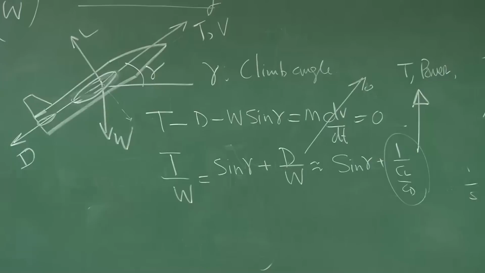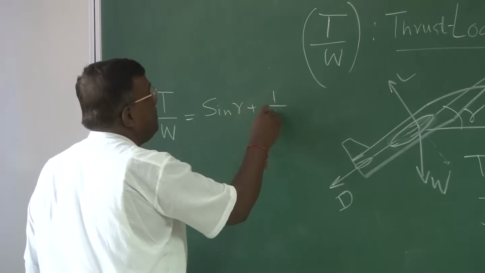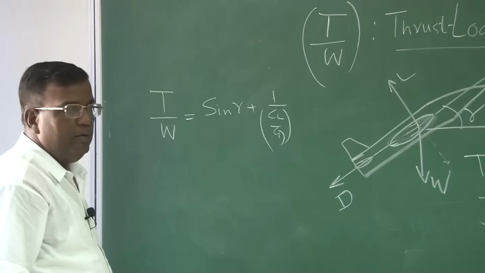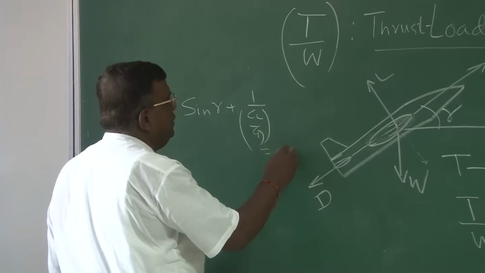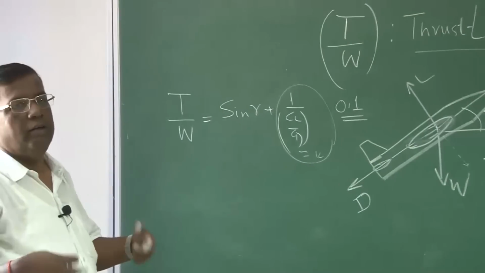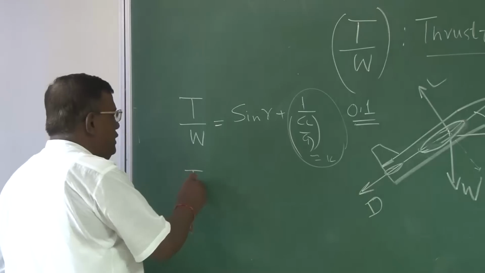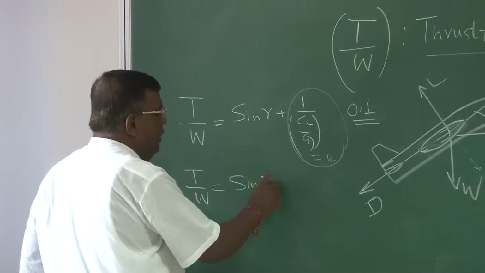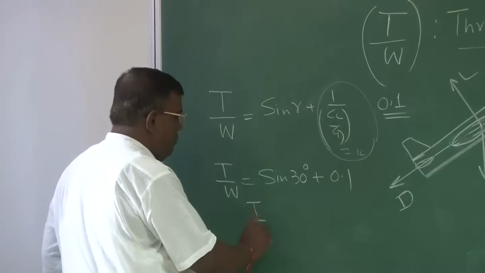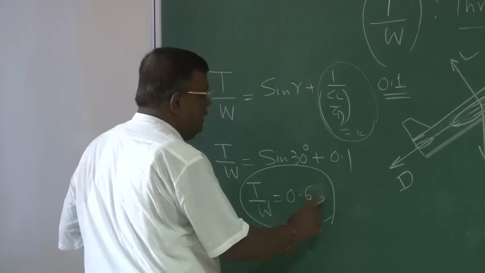Now this equation is very, very handy for a designer once he wants to know what should be the thrust loading. Typically CL by CD may be around 10, around 15, depending upon what type of aircraft you are designing. So even if it is 10, this contribution will be at most 0.1. Because CL by CD will be more than 10 actually, you will find 15, 20. So this component will be at the most 0.1. And this is straightforward. So how much T by W do you require? Sine of 30 degrees, if I want to climb by 30 degrees, is 0.5, plus 0.1, so 0.6.